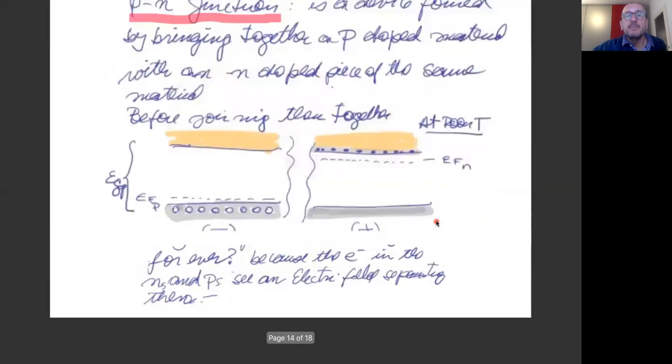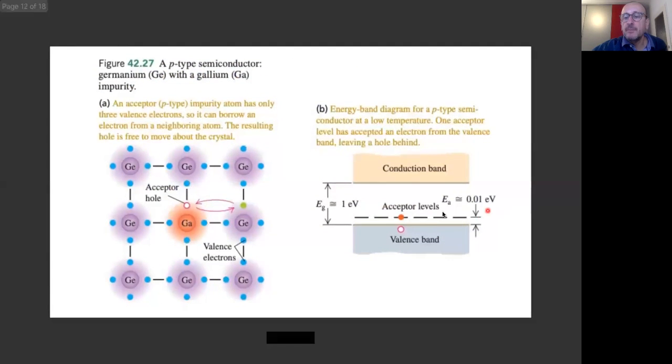If we look again here, before, when we had an intrinsic material, the Fermi level of the system was in the middle between the occupied levels in the valence band and the unoccupied levels in the conduction band. But now you could think that the Fermi level is right in between the acceptor levels and the valence band. Why? Because this is where the electrons are.